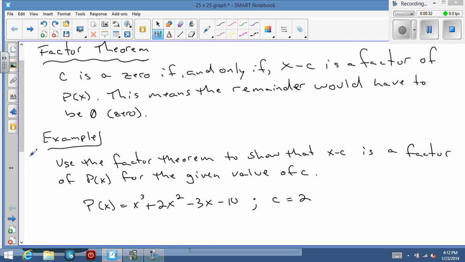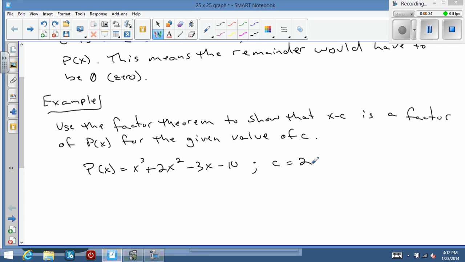by plugging in the remainder theorem, and if we plug in p of 2, we would get 2 to the third plus 2 times 2 squared minus 3 times 2 minus 10. Now if this equals 0, then x minus 2 would be a factor.